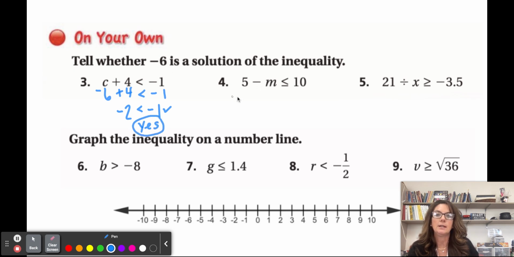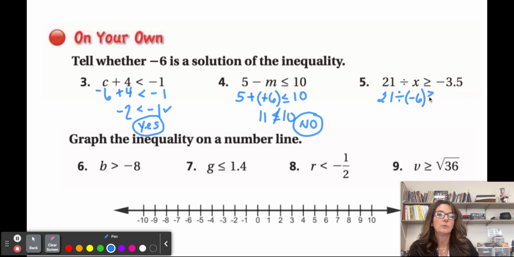Here, we'll substitute in -6 in place of m. And then we want to know if it's less than or equal to 10. So remember that changes these two plus, so 11 less than or equal to 10. No, it is not. So no is the answer to number 4. And then 21 divided by -6 greater than or equal to -3.5, and it is actually -3.5. So it's equal to. So we can say yes.